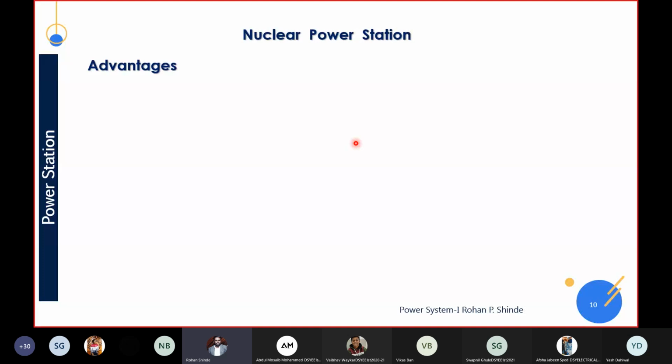We will see what the advantages and disadvantages of this nuclear power plant are.